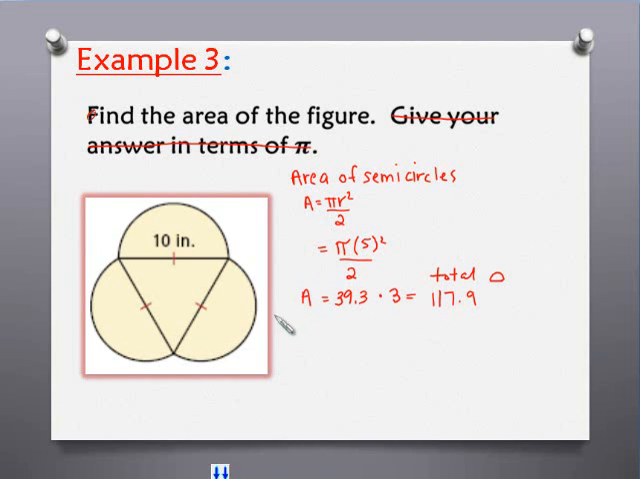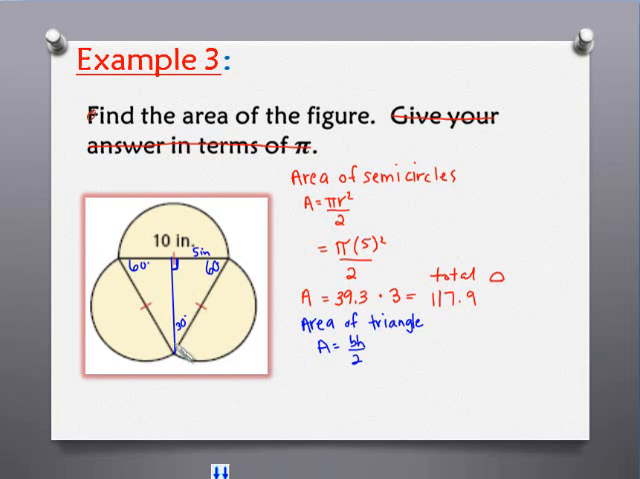Total semicircles. Alright, next I need to find the area of the triangle. The area of the triangle is equal to 1/2 base times height. I know the base here is 10, I don't know the height. We can put in the height here, and we know that this height is going to be perpendicular to the base. If you remember right, for an equilateral triangle, all the angles are equal, so they all have to measure 60 degrees. And this angle right here gets bisected, so this is 30. We bisected the base of the triangle with the height, so this is 5 inches.